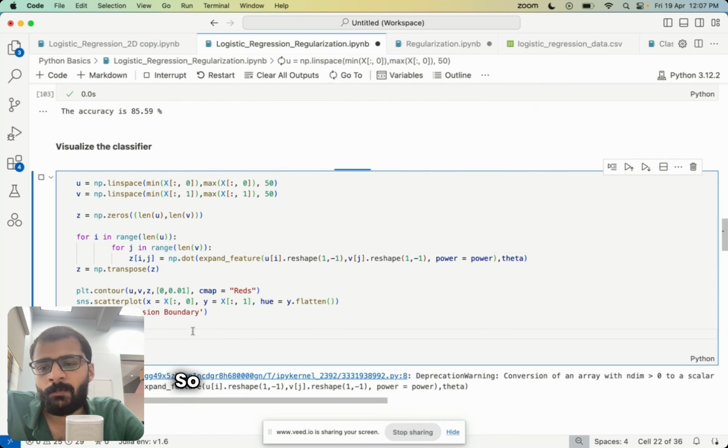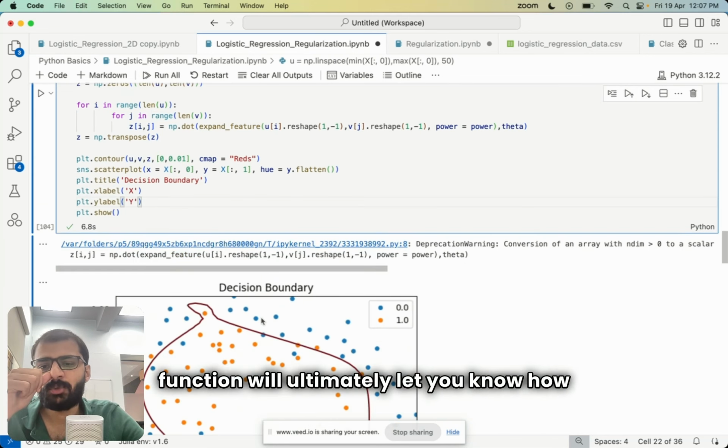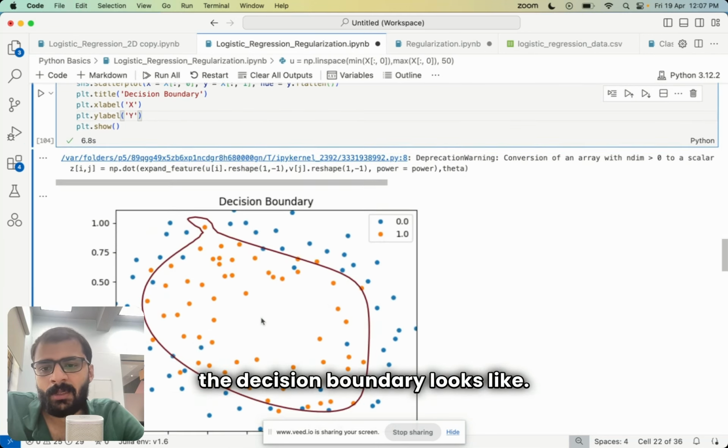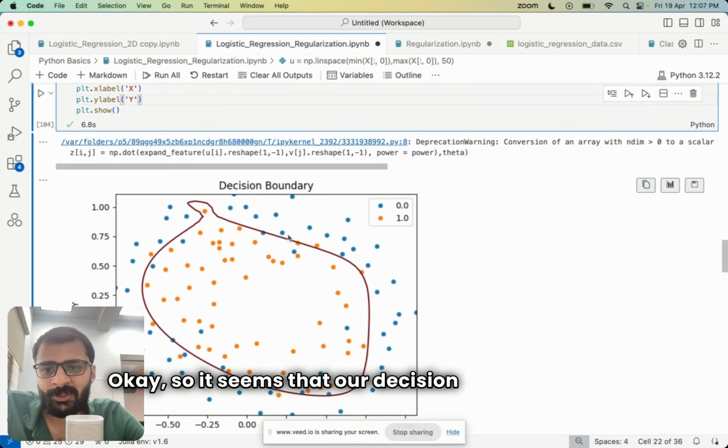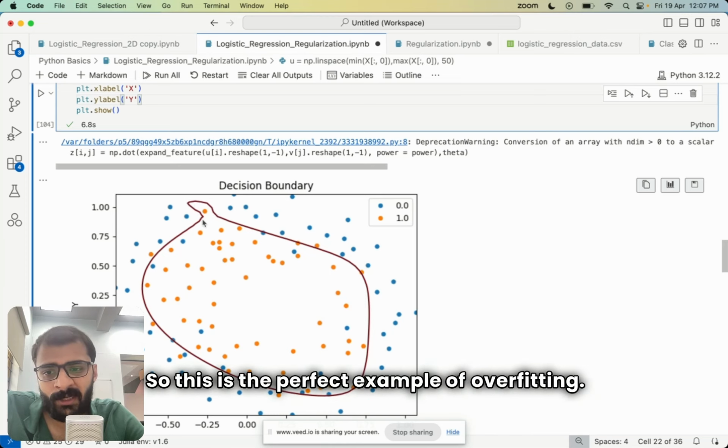So this is very important because this function will ultimately let you know how the decision boundary looks. Okay, so it seems that our decision boundary looks like this, and you can already see that this is a very good example of overfitting. Our algorithm seems to have gone out of the way to really capture the noise in the data and fit those things. So this is the perfect example of overfitting.